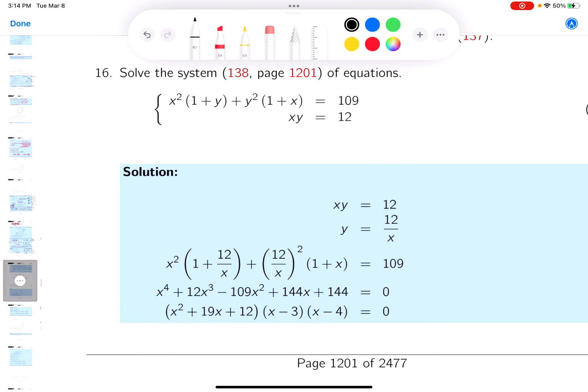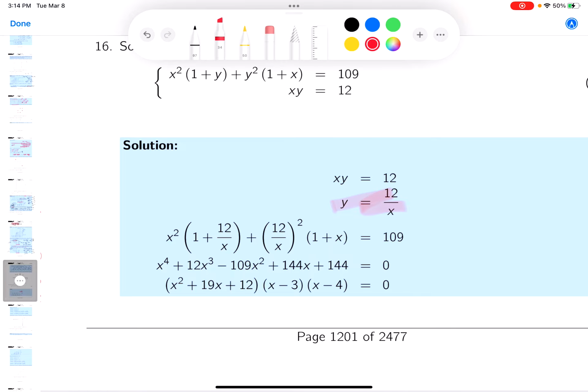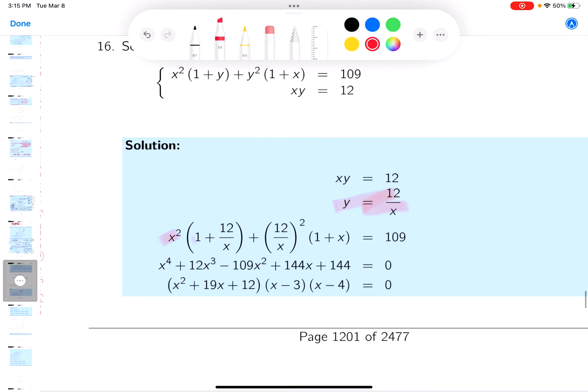Okay, number 16, again, a variety of ways of doing it. I'm not saying what I'm doing is the best possible, but it's what I'm doing. All right, so what I did was second equation, solved it for y, relatively simple. You get this over here. Then I plugged into the first equation. So y, instead of putting y down, I put 12 over x.